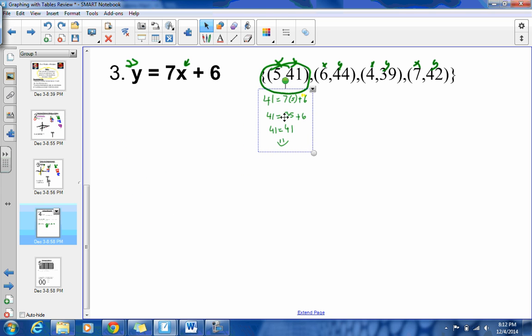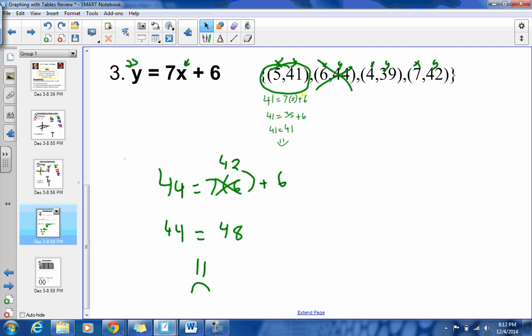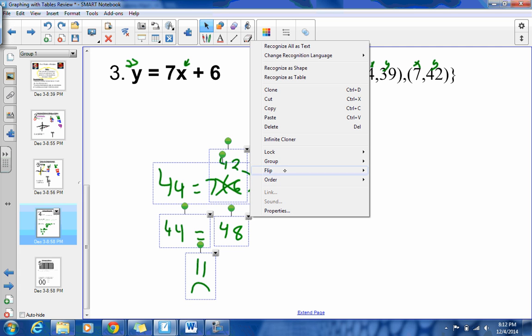We got the work for that one right there. Let's do another one. Let's do 6 and 44. So remember, y is 44, so we do 44 equals 7 times 6 plus 6. So then 44 equals, this is going to be 42. 42 plus 6 is 48. And this is not equal. So a sad face here. That makes us cross out the second one. That's not going to be part of our solution set, since they're not equal. That makes a false statement. So it's not a solution to the equation.